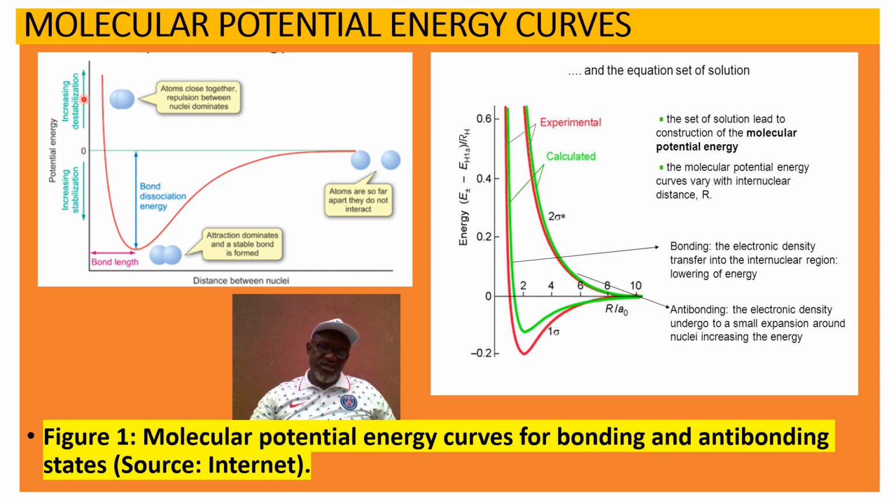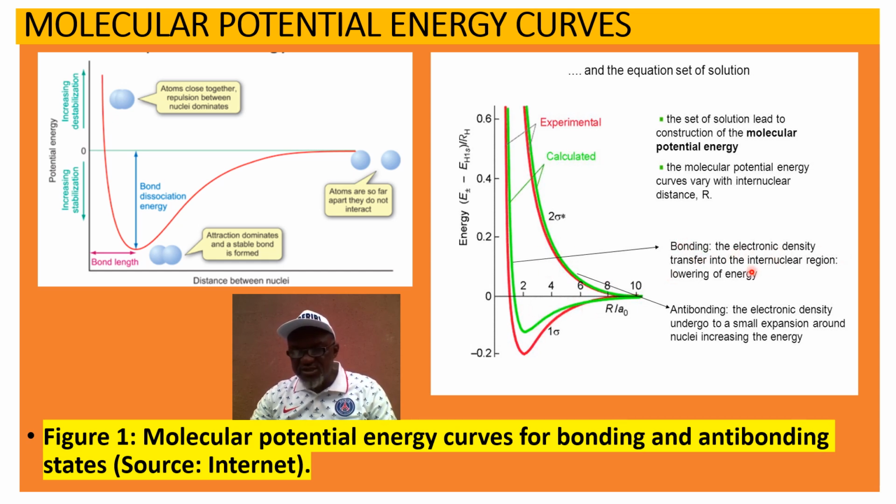Of course, we have plotted potential energy against the distance between the two nuclei. Now, by extension, we have this to show the bonding potential energy curve and the antibonding potential energy curve. The same thing here gives us bonding. But look at the antibonding. Of course, we have compared this with the experimental values and calculated values. You can see calculated is a green line, experimental is a red line, which lie very close.